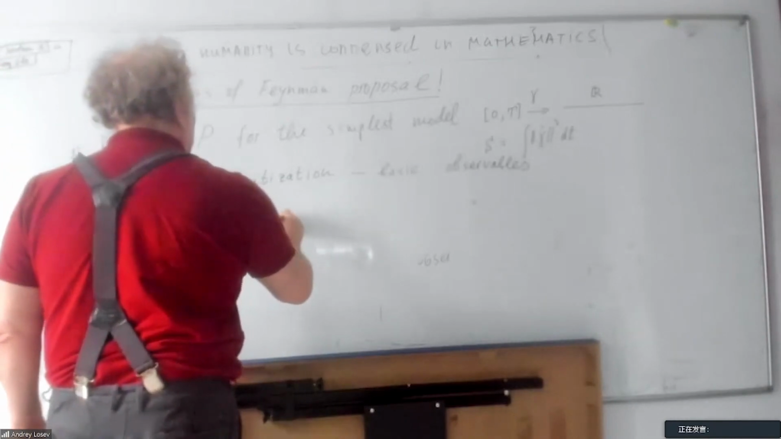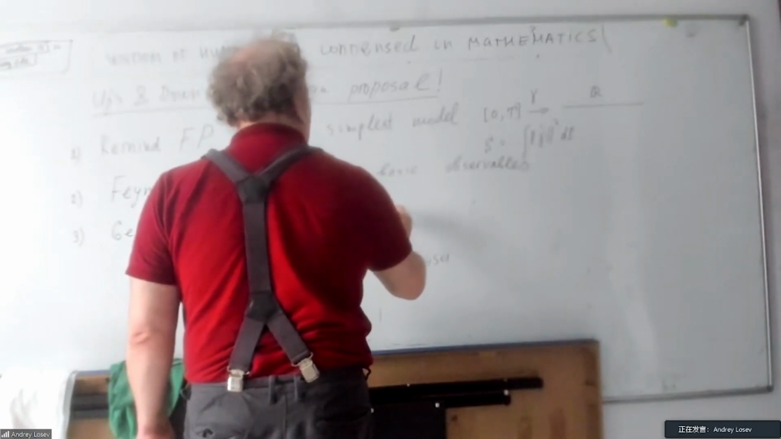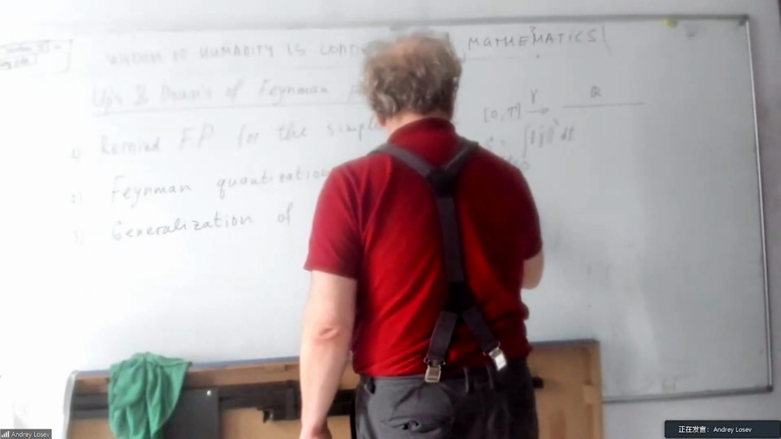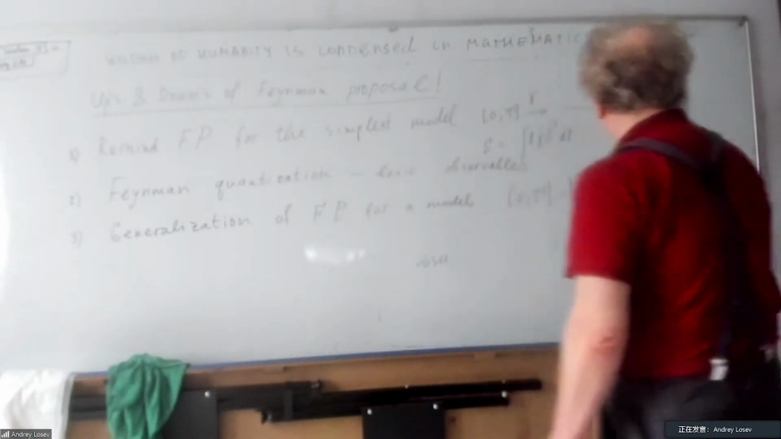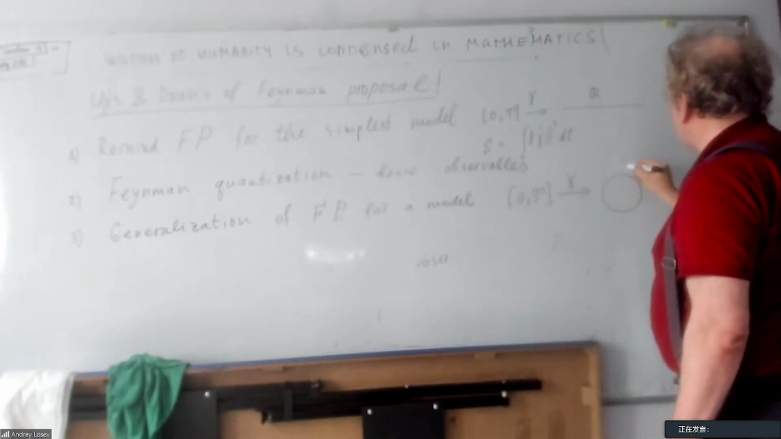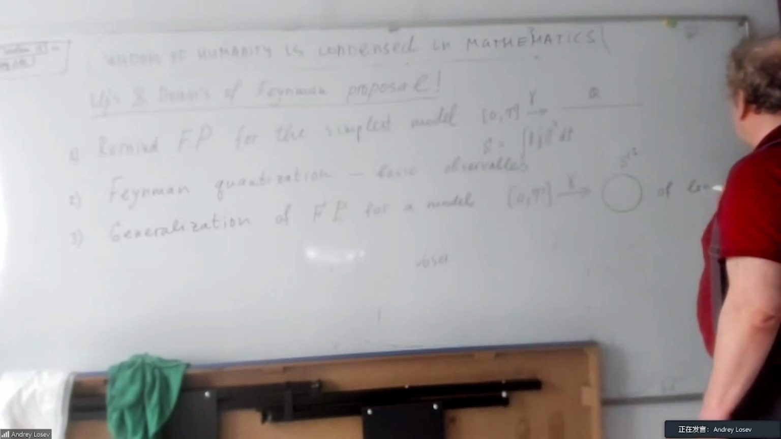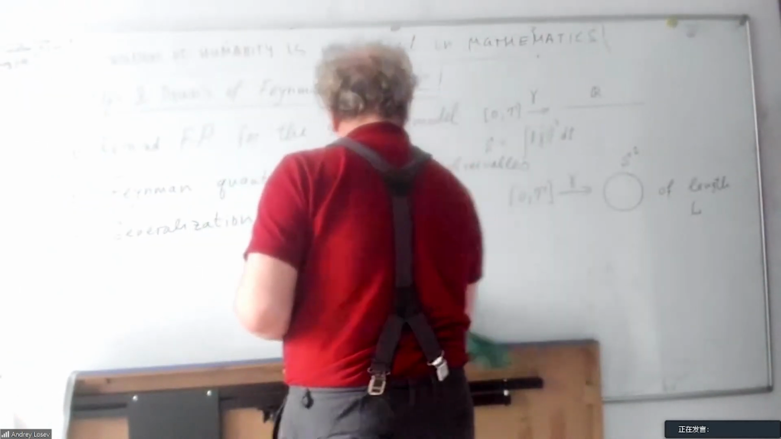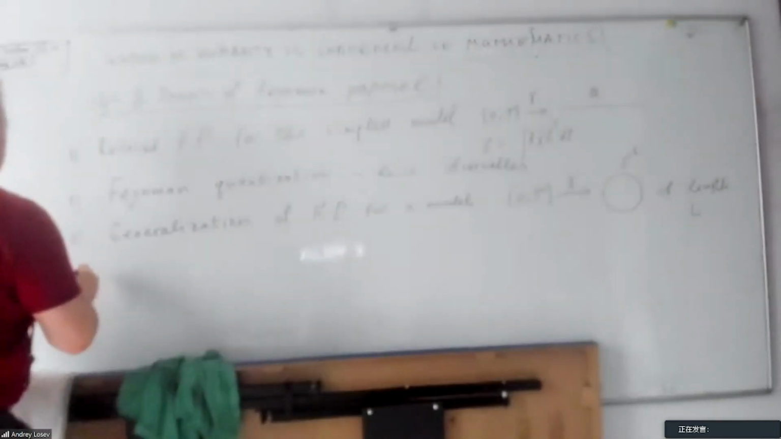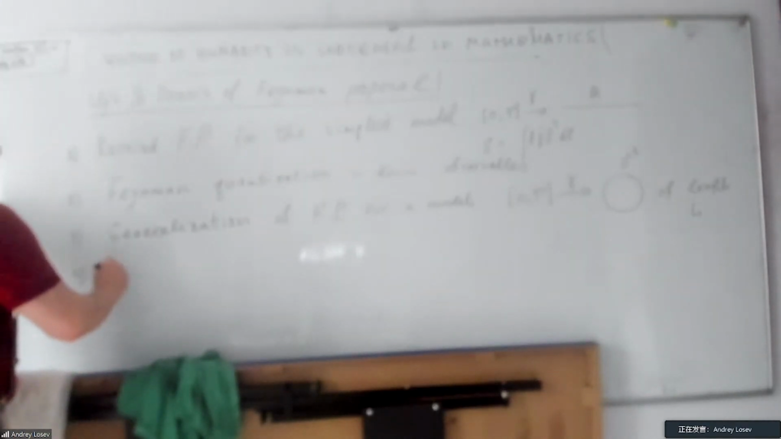Generalization of Feynman proposal for a model where this interval is mapped to a circle of length L. And here, as a point 4, I will do 2 treatments.